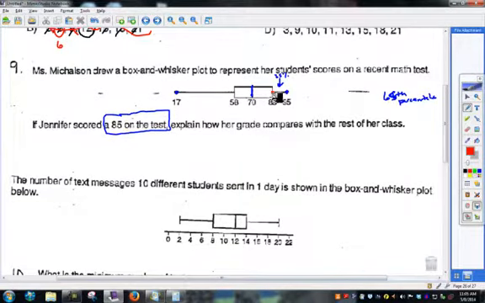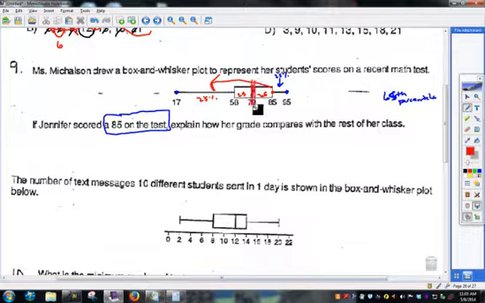There's 75% of the class that did worse than her. Does that make sense? 75% of her classmates did worse than her because remember, every one of these is 25% of the data. 25, 25. So she's here, so that means she's better than this group, and this group. 75% better. So how does her grade compare with the rest of the class? She's doing way above average.